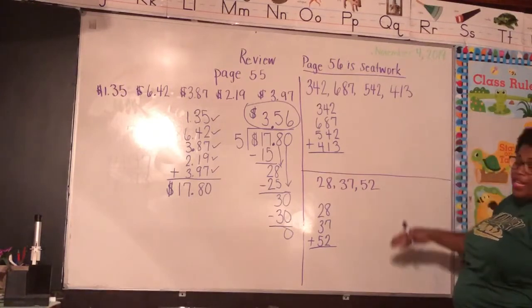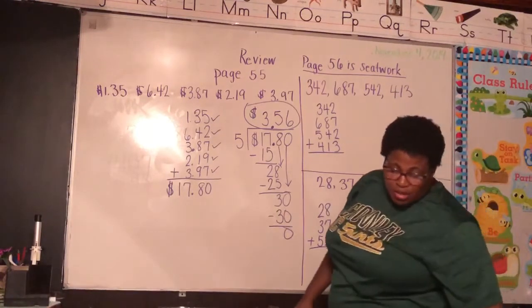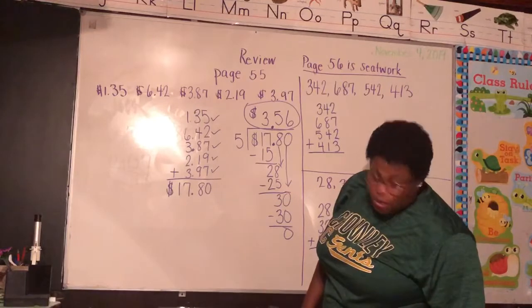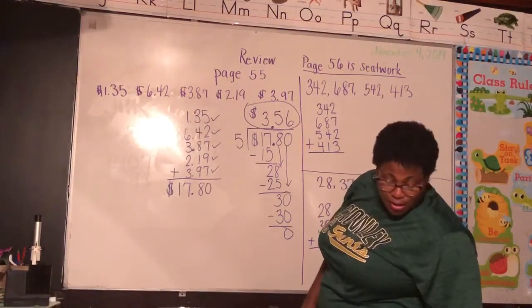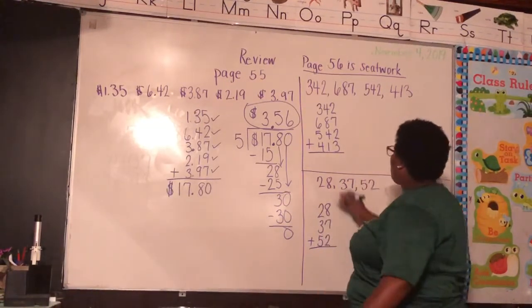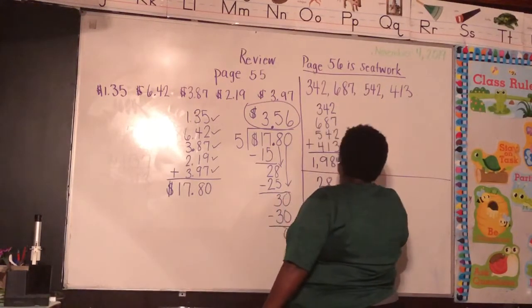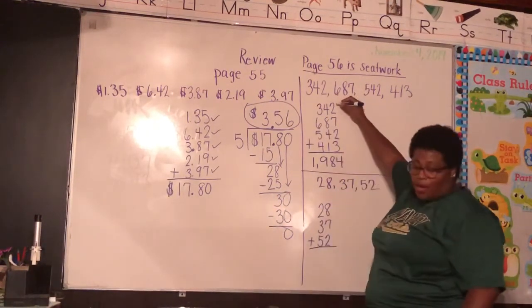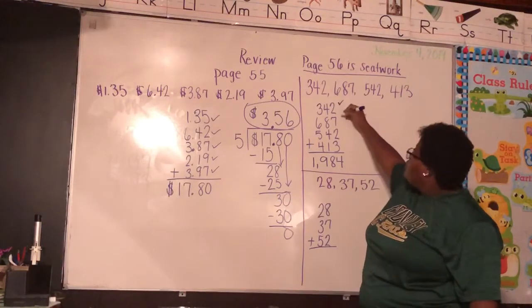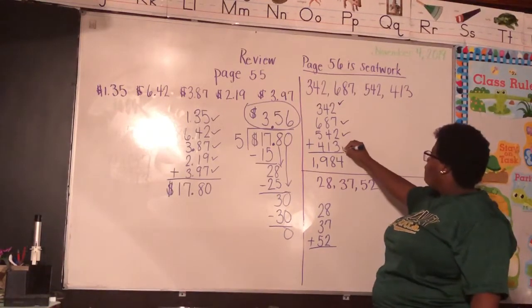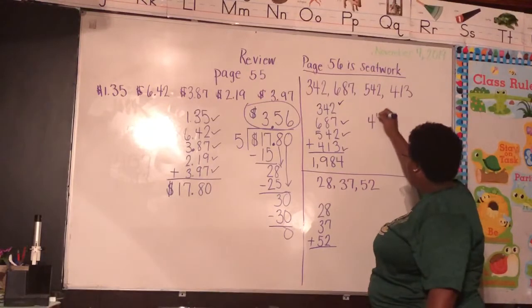So you should have added all of this up, and you should have gotten the answer 1,984. You want to count your sets of numbers. 1, 2, 3, 4. So that means we're dividing by 4.